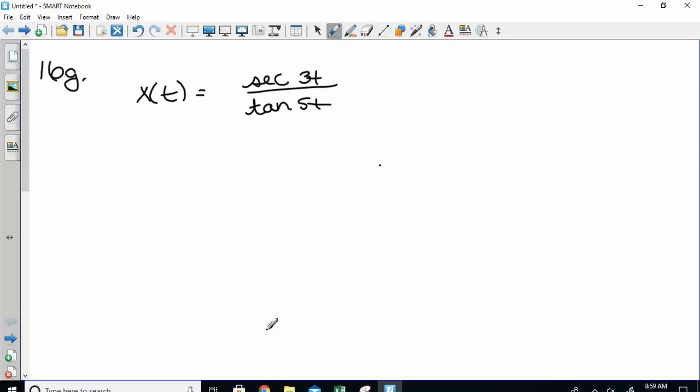But the thing here, when I see the 3t and the 5t, that's my angle. So this isn't sine of 3 times just a t. This 3t and the 5t, those are my arguments. So what rule am I going to have to use here? Chain rule. Okay, so start out with our quotient. Low d high. Derivative of secant is secant tangent, and those angles would stay the same.